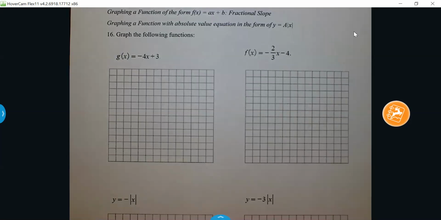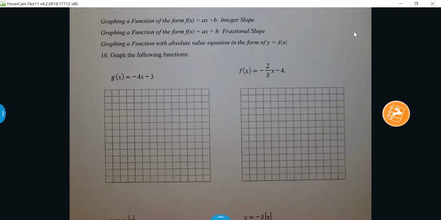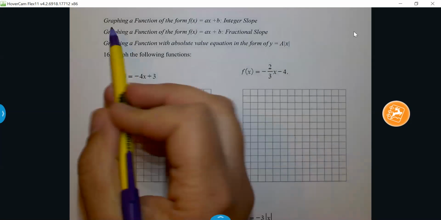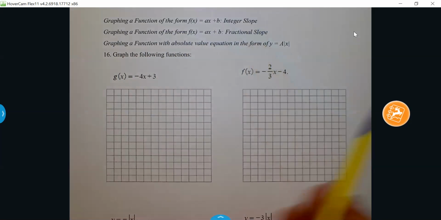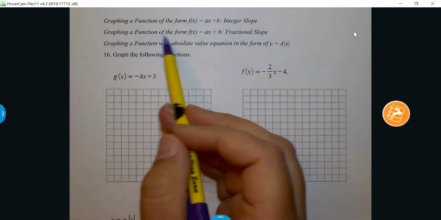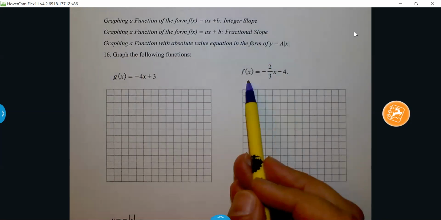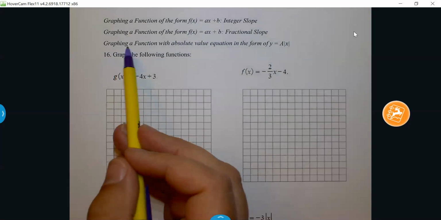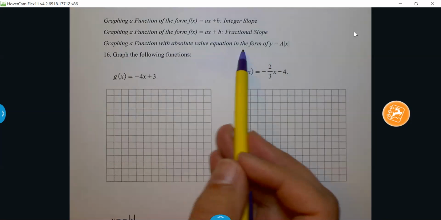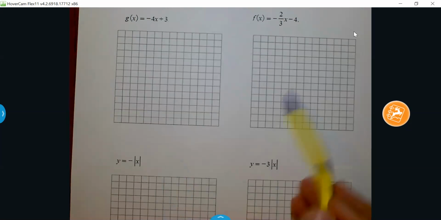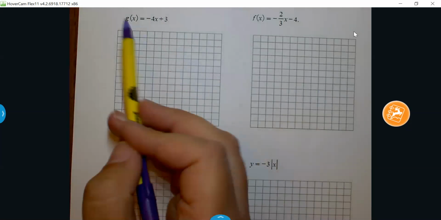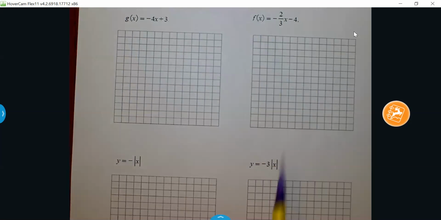Next, we have some graphing review here. We're going to be going over graphing a function of the form f(x) = ax + b, that's integer slope, that's y = mx + b. Then we're going to be going over the same thing, but with a fractional slope, that would be this one. And then we're also going to be going over graphing a function with absolute value equations in the form of y = a times the absolute value of x. That will be those. So these 4 problems are actually 3 topics. Topic 1, the first topic, second topic, and then these 2 would be the third topic.